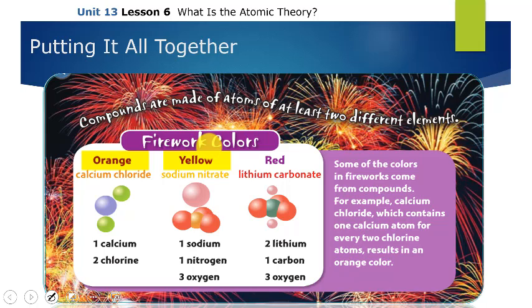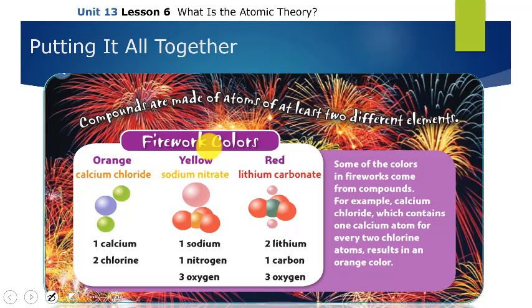Sodium nitrate produces a yellow color. There's only 1 sodium, 1 nitrogen, and 3 oxygen that make up the compound sodium nitrate. And lithium carbonate produces red colors. It contains 2 lithium, 1 carbon, and 3 oxygens. Their properties are totally different from the elements that form them.